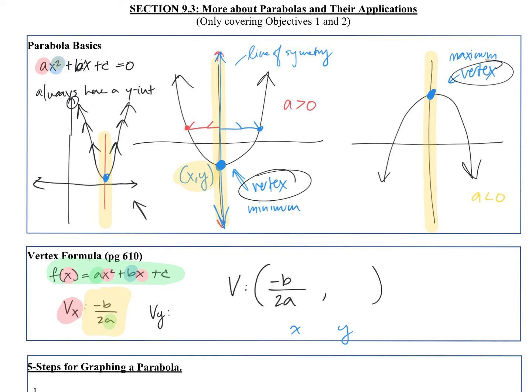So the way I'm going to note that here would be f of negative b over 2a. You just input that value you found for x into your function, the one you're given for each problem, to find your y. Alright, and that's the vertex.